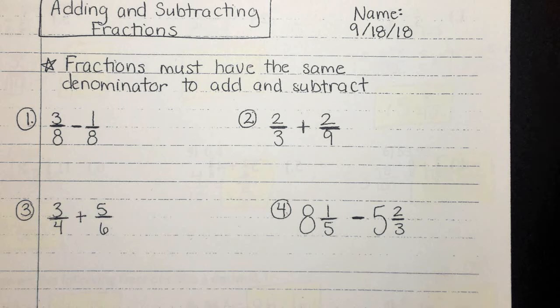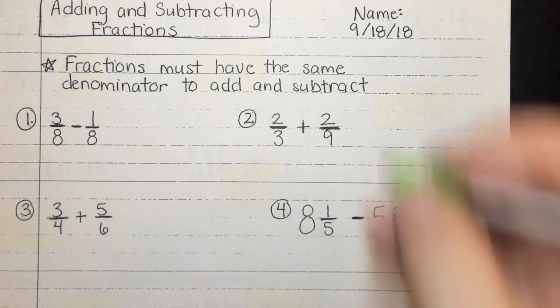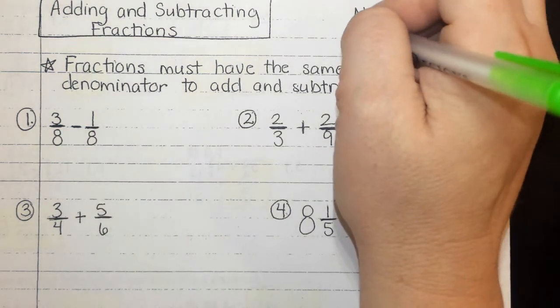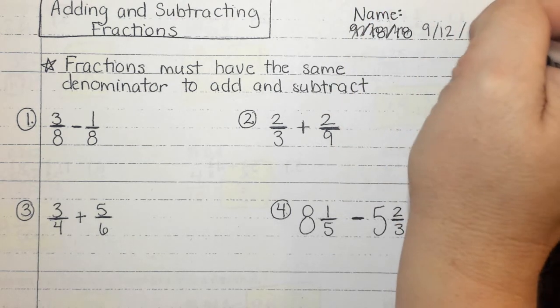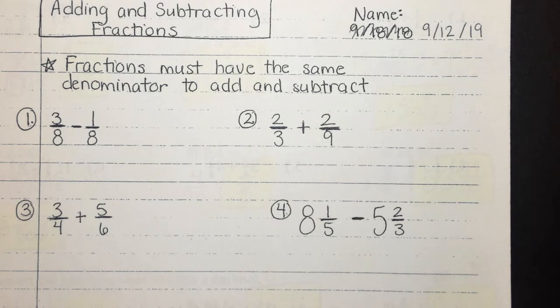All right, so if you will, make sure that 16 at the top, just mark it out. That's from last year. All right, I did, and the date is also from last year. So let's see, today is not the 18th. Today is 9/12/19.